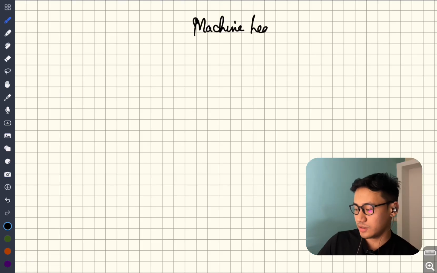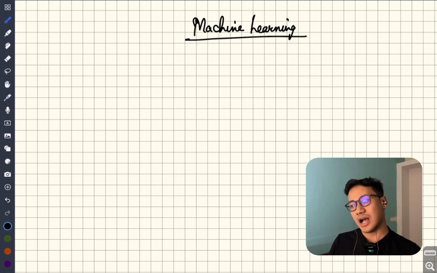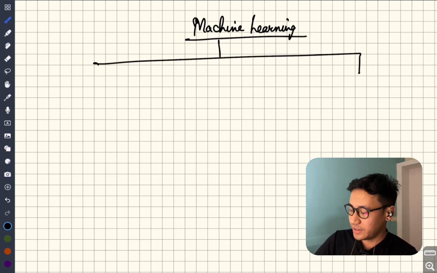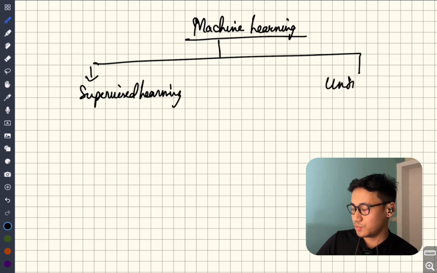Let's get into it. Machine learning. The first thing is classification. We need to understand how machine learning is classified, what the types of machine learning algorithms are. Then we will look into the first algorithm, that is linear regression. So let's divide it. First, we can divide it as supervised learning, and second is unsupervised learning.